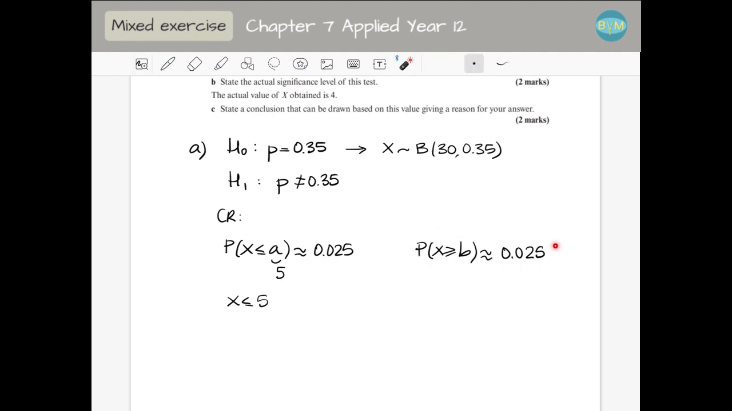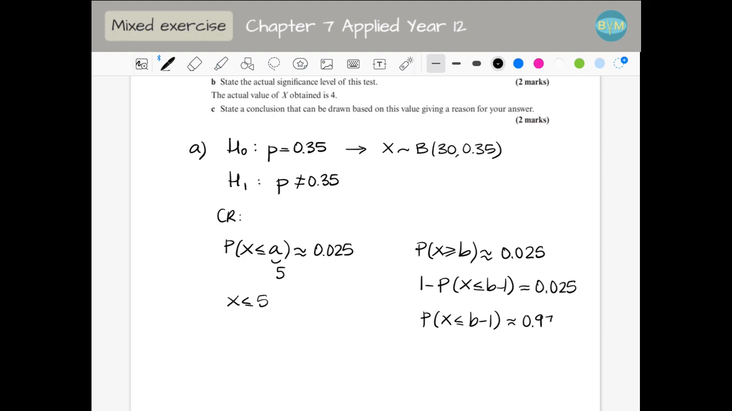For the other tail, this is not in the calculator, so we have to rewrite it as 1 minus the probability of x being smaller or equal than 1 less, like when we have numbers, yeah? This must be as close as possible to 0.025, which, just rearranging, means this probability must be as close as possible to 1 minus 0.025, which is 0.975.